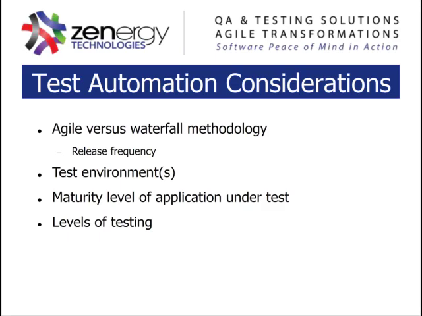All right, here are some more considerations. Agile versus waterfall methodology. We talked a little bit about Agile. If you're doing Agile, you're probably going to need to create smaller scripts and not big scripts, okay? And from a waterfall standpoint, you usually have a QA or testing cycle. During that QA cycle, you're going to be able to run your smoke test, your partial regression, and your full regression. So again, the release frequency is going to impact how you design automation.